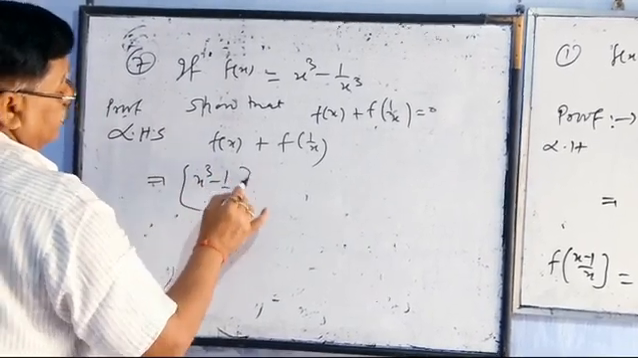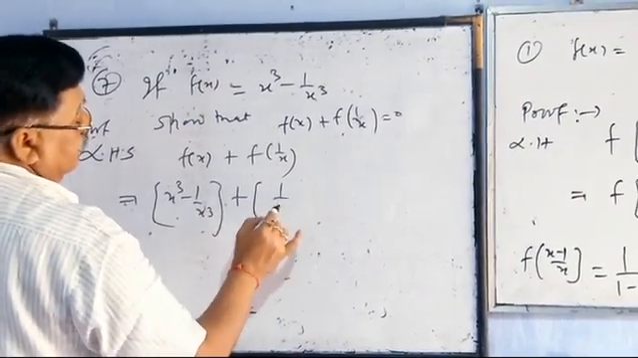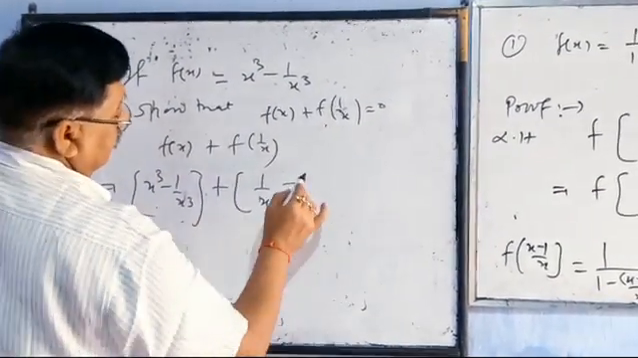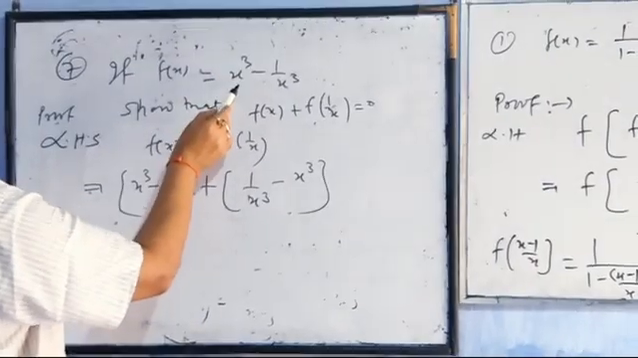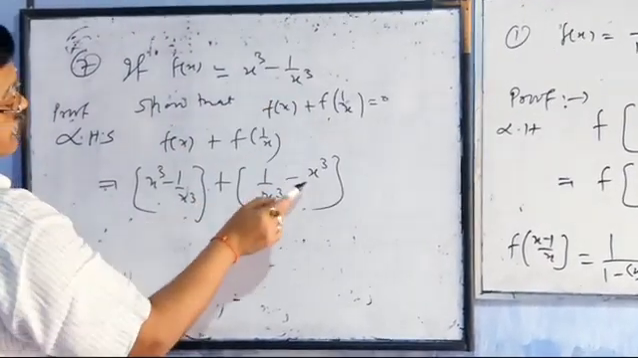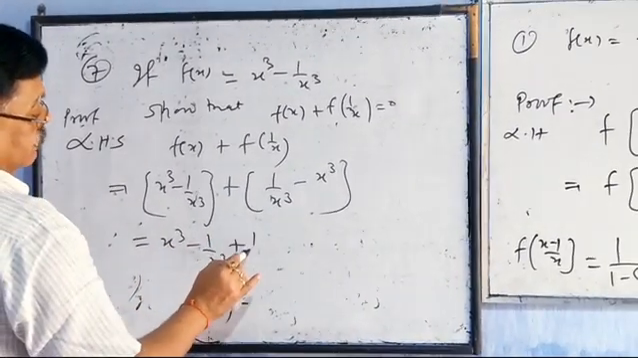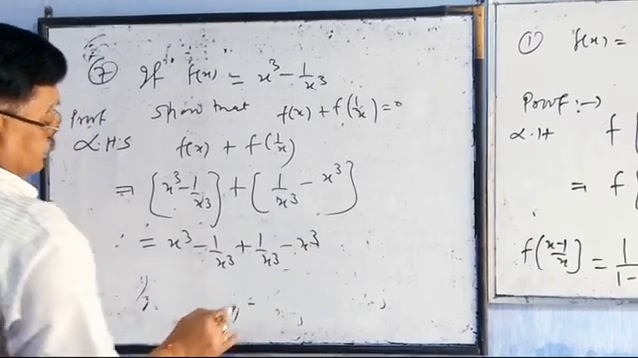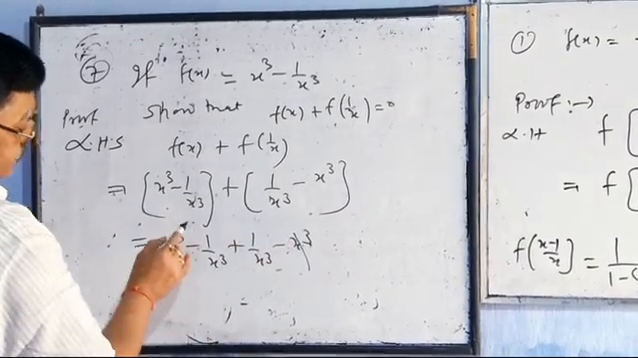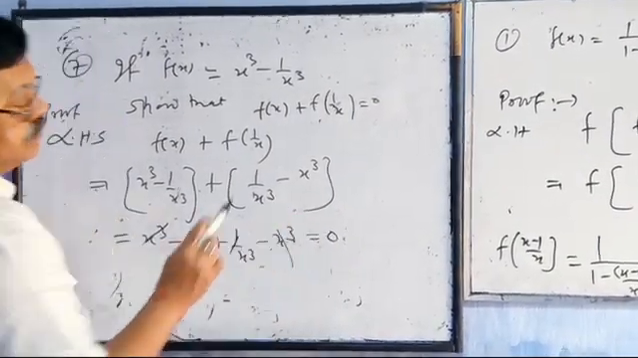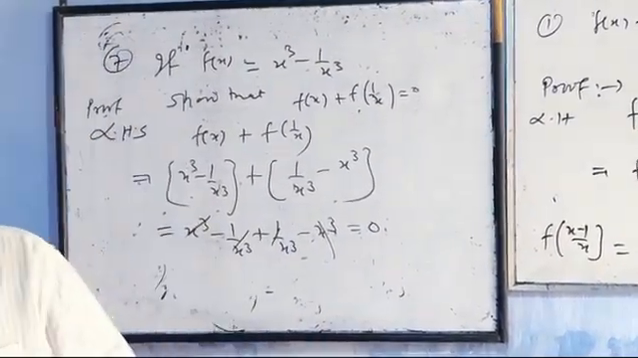This is the value of f(x). And for f(1 by x), at the place of x you take 1 by x, so 1 by x cube, and here x cube. This is the value of this function f(1 by x). Put here x as 1 by x, 1 by x cube, and here 1 it is x cube. So now simplification: x cube plus 1 by x cube minus x cube, so this will be negative, positive, 0. This is the value, 0. So in this pattern, you can solve the questions of function.